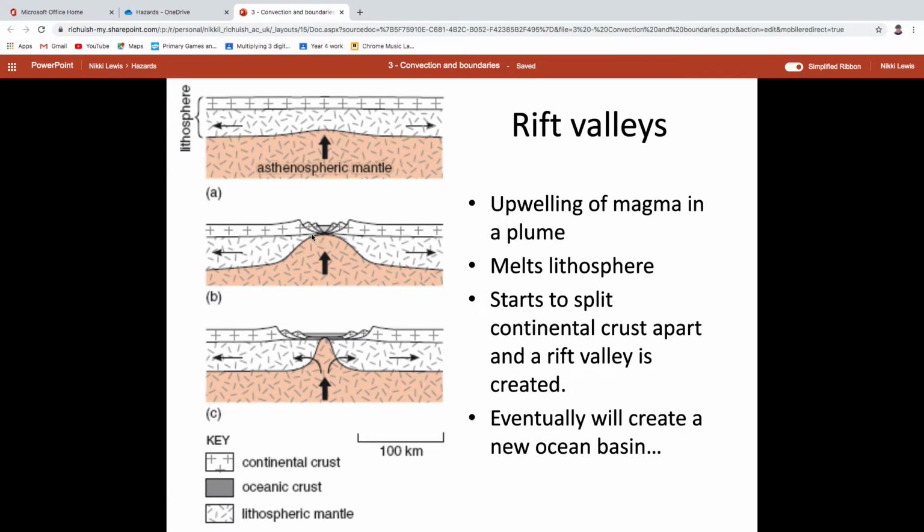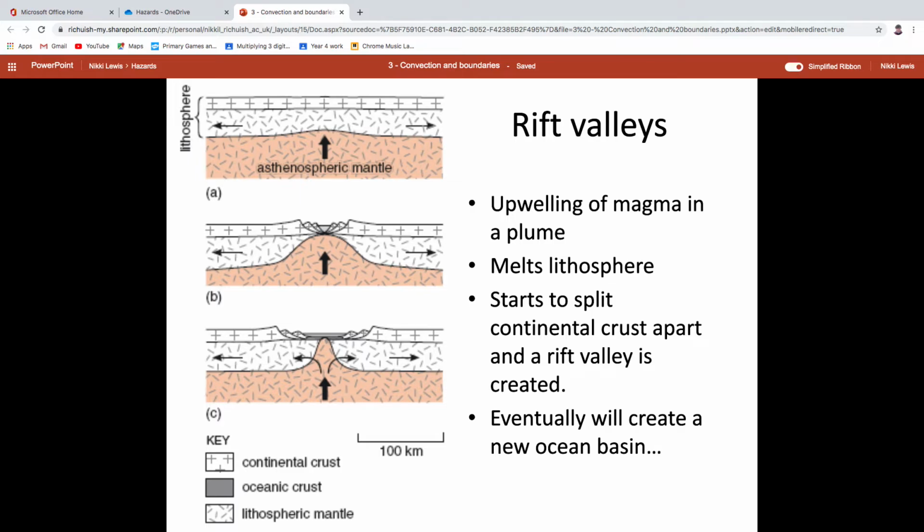And this bit where it gets skinnier and skinnier is called a rift valley. A rift is like a split or a crack, and that's exactly what's happening. And a valley is a low bit, isn't it? You can have a river valley, you can have a glacial valley, and that's exactly what's happening.